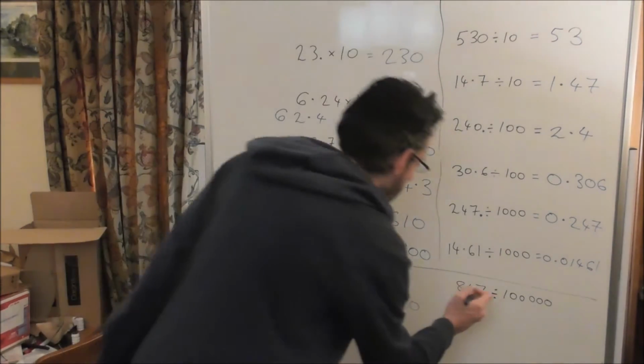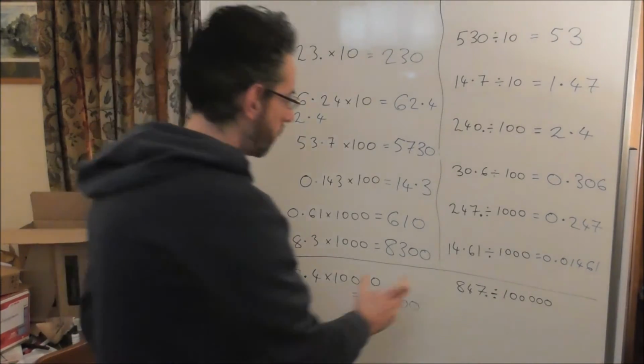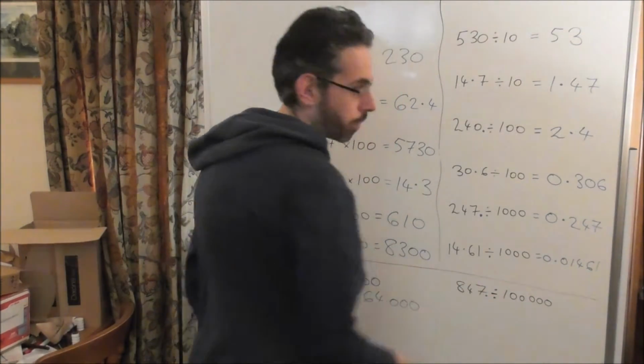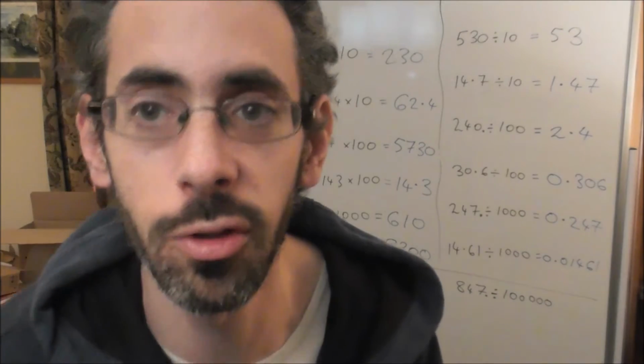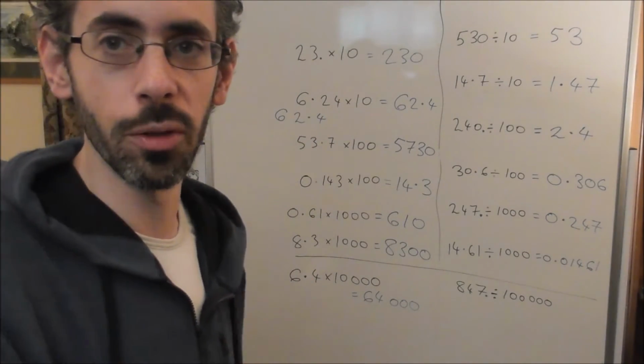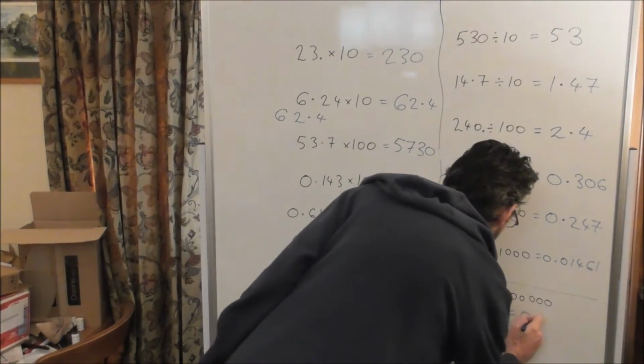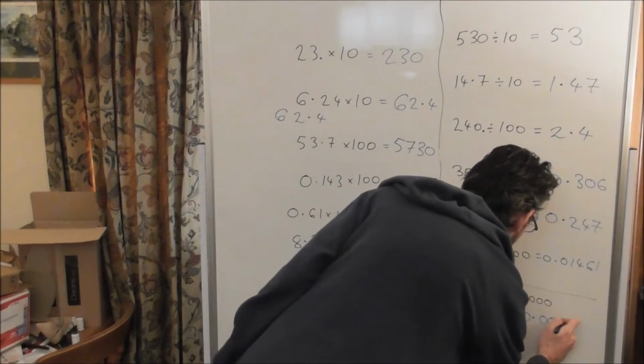Well, again, you can imagine the decimal point after the 7, after the units digit. It's going to take 3 movements to the right to get these digits past the decimal point. You'd have 0.847. And then you need to move the digits another 2 places. So there are going to be 2 zeros immediately after the decimal point. So the answer is going to be 0.00847.